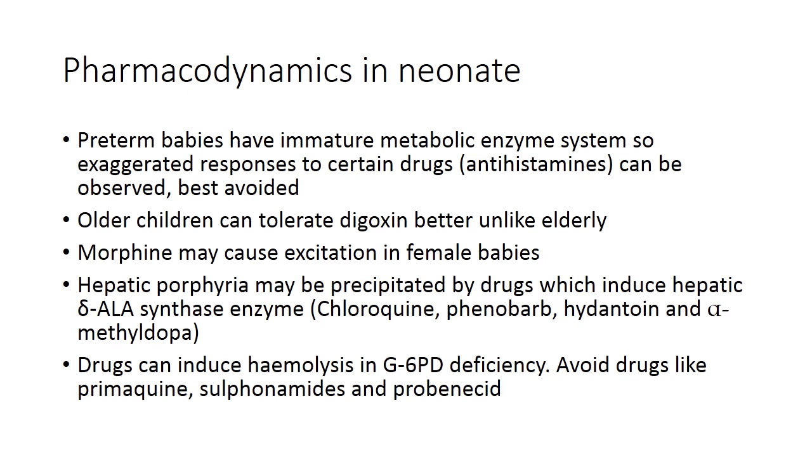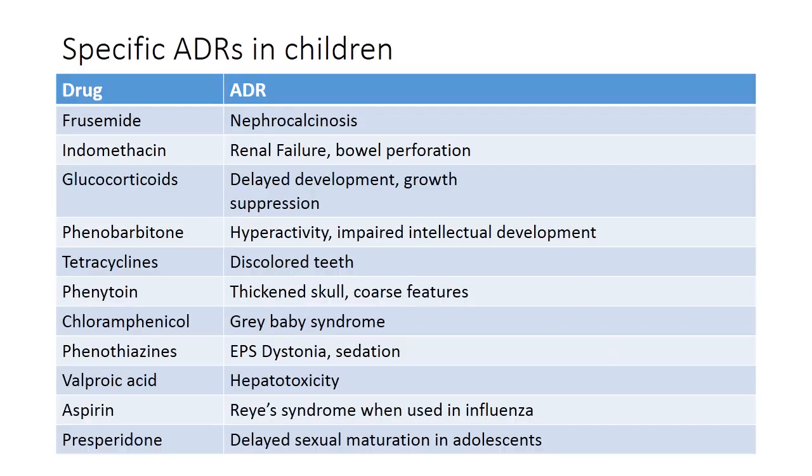Hepatic porphyria may be precipitated by drugs which induce hepatic ALA synthesis: chloroquine, phenobarbital, hydantoin, alpha-methyldopa. Drugs can also induce hemolysis in glucose-6-phosphate dehydrogenase deficiency. So drugs like probenecid, sulfonamide, primaquine, and antimalarials should be avoided.